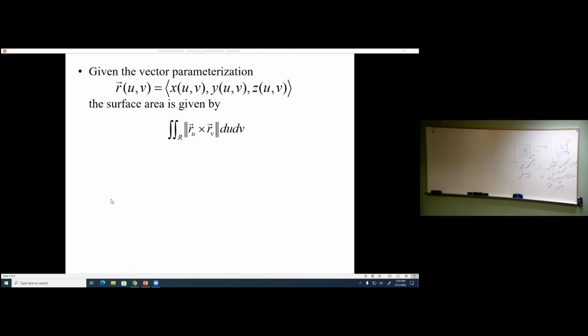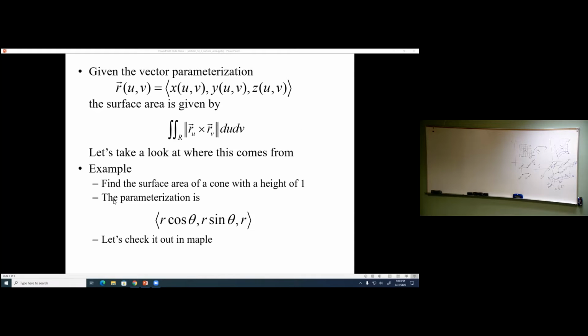Now we have the formula. Let's see how this works. Okay, so a cone of height 1, at a 45-degree angle. So its base radius would also be 1. For right now, you are not expected to come up with parameterizations. Like I said, that's going to be in the next chapter. It's a couple weeks away. You'll be given any parameterizations if you're asked to find the surface area, like in the homework or anything. Okay, so don't worry about that.